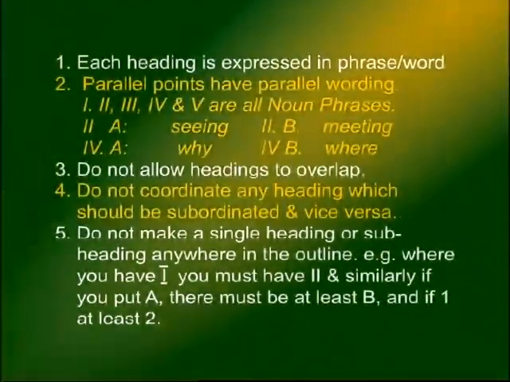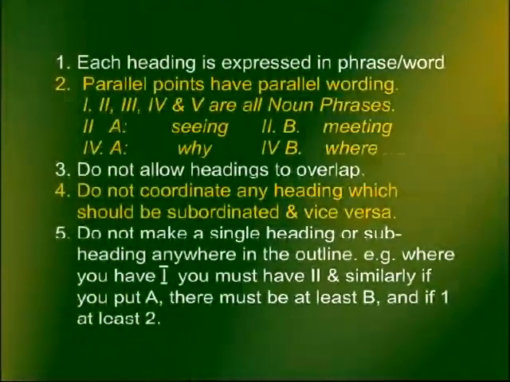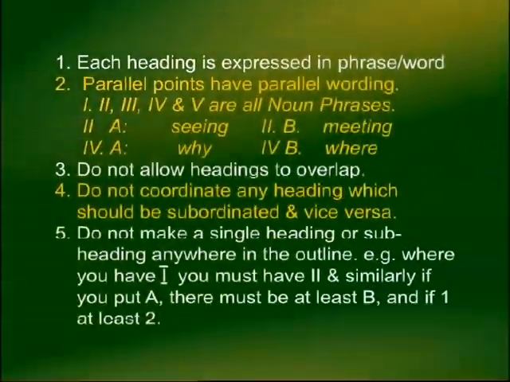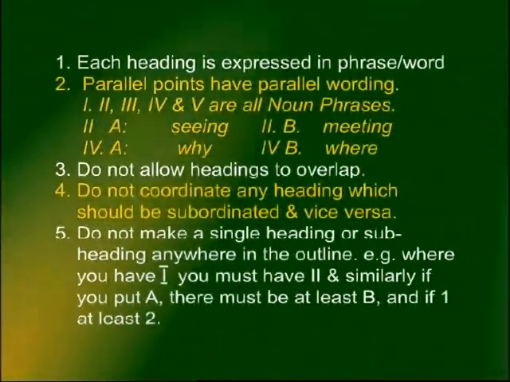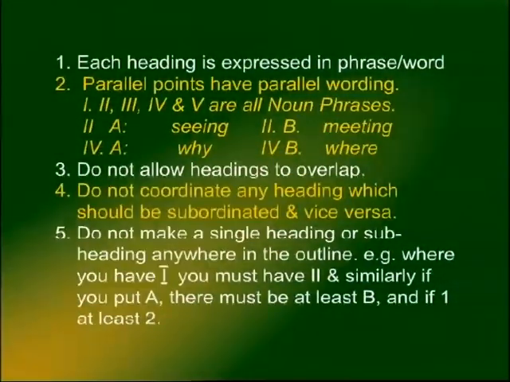Then you noticed that the subheadings, 2A was seeing, so 2B was meeting. It has to be parallel. If that is seeing, the other one would be ing also. Number 4A was why you would like to travel. So you had 4B as where you would like to travel. And number 3, you should not allow headings to overlap. Number 4, do not coordinate any heading which should be subordinated.